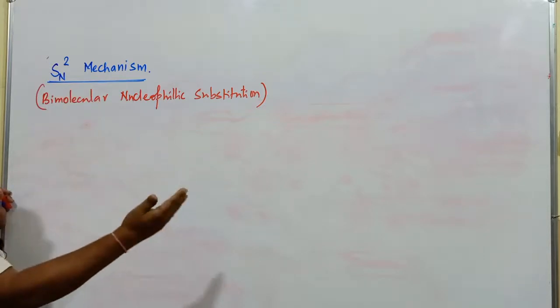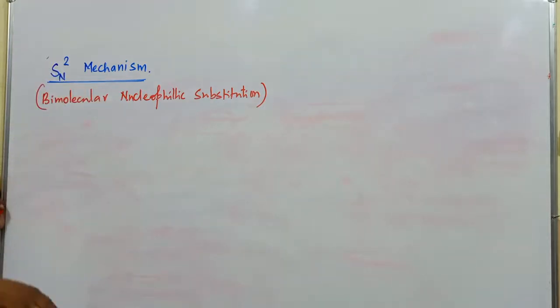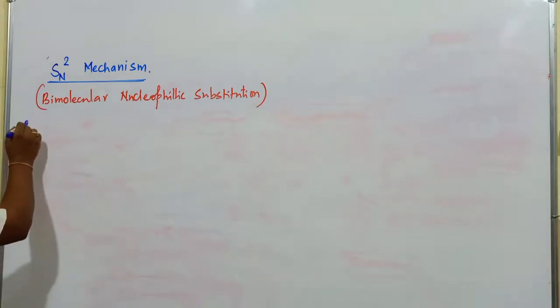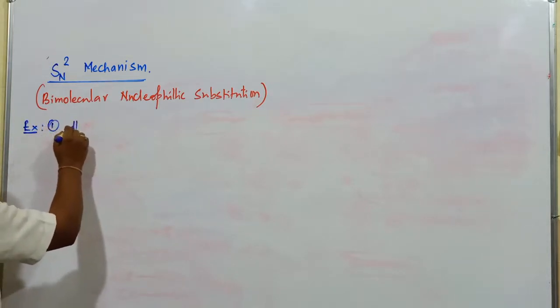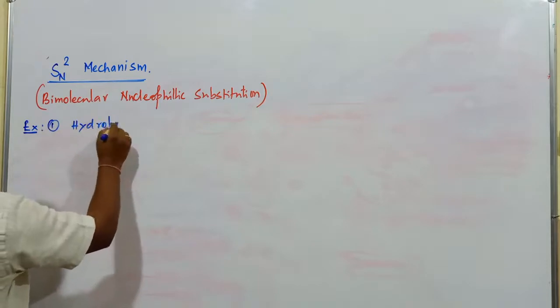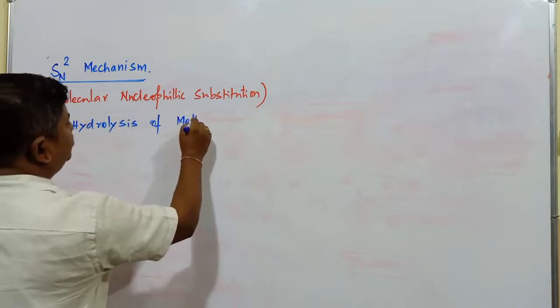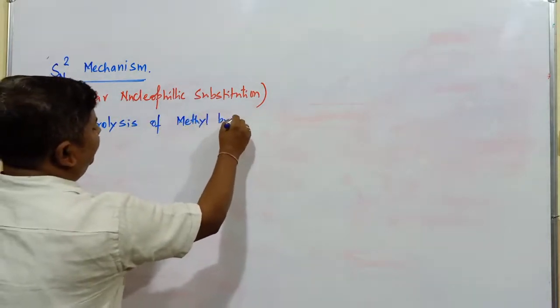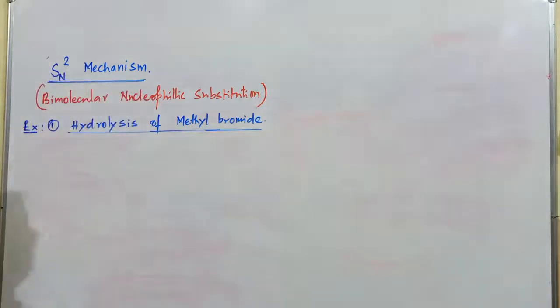And there is a difference between SN1 as well as SN2 mechanism. After completion of this SN2 mechanism, I will go with the points of difference between SN1 as well as SN2 mechanism. Now in case of SN2 mechanism, bimolecular nucleophilic substitution, I will first consider one simple example, that is hydrolysis of methyl bromide. How does the hydrolysis of methyl bromide take place with SN2 mechanism?